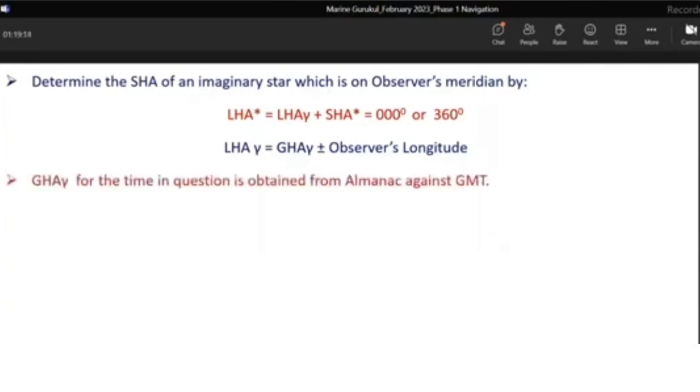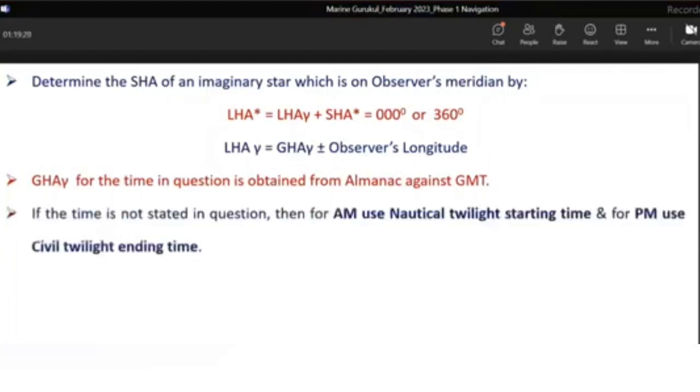GHA Aries can be obtained from the nautical almanac against GMT. Now, if the time in question is given in GMT, it can be directly used. If some other time is given, that needs to be suitably converted to GMT. If the time is not mentioned in the question and it is only morning or evening, then for AM cases, we shall use the starting time of the nautical twilight. Please remember, all the twilights begin at different timings in the morning and they all end on sunrise. So we take the time when the nautical twilight begins in the morning. If it happens to be a case of evening, then all twilights will begin on sunset and end at different times, and we shall use the time when the civil twilight comes to an end.